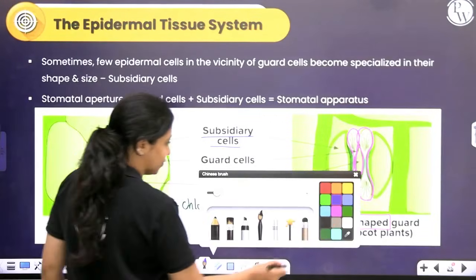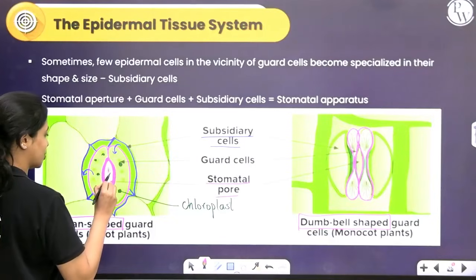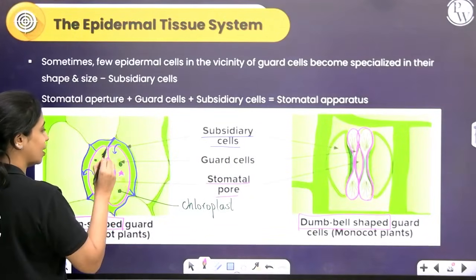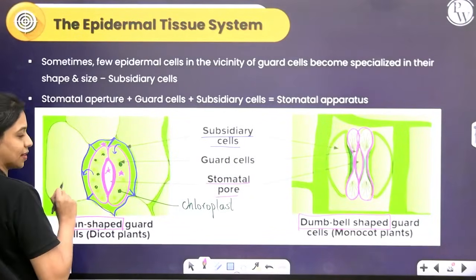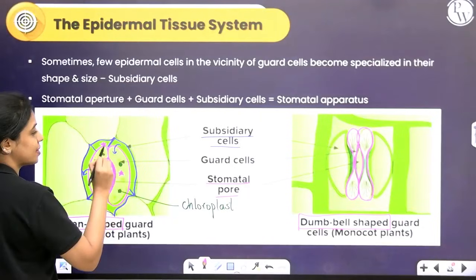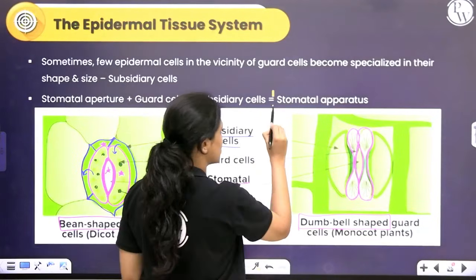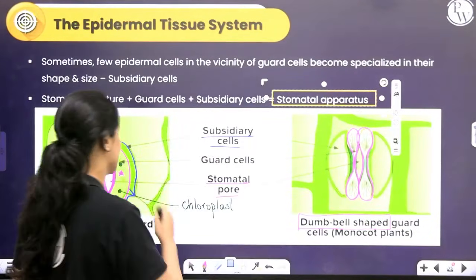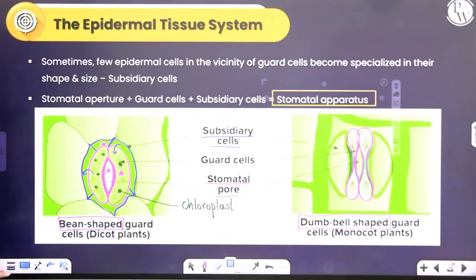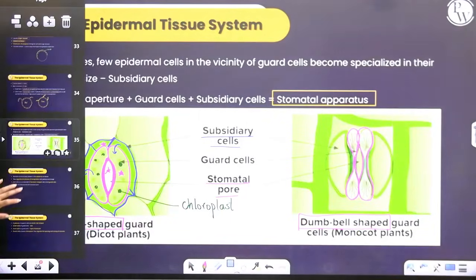So, we have the stomatal aperture here, you have the guard cell here, and then you have the subsidiary cells. The stomatal aperture, guard cell and subsidiary cell together is what we call the stomatal apparatus. So that's what I've given here.